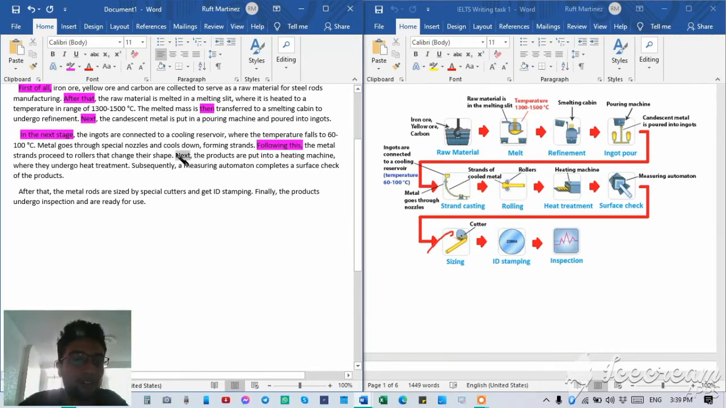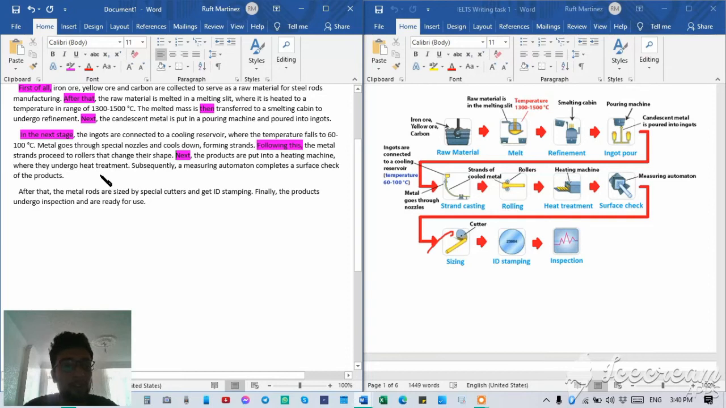Next is another connector. Next, the products are put into a heating machine, where they undergo a heat treatment. Heating machine, heat treatment. So, as I said before, you have to mention the name of it. I'll go back to there in a few seconds. Okay.